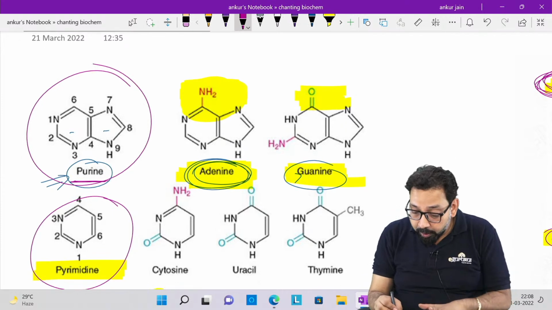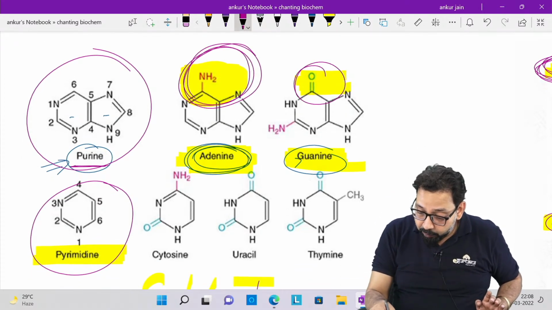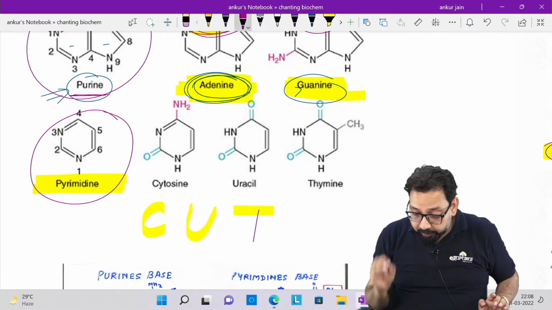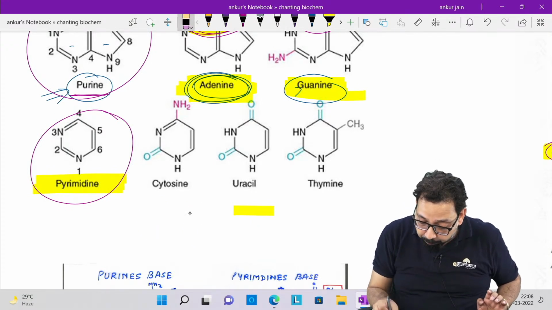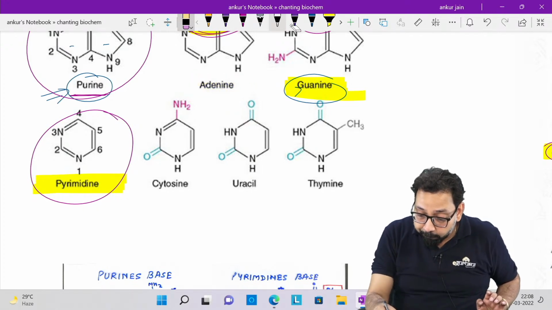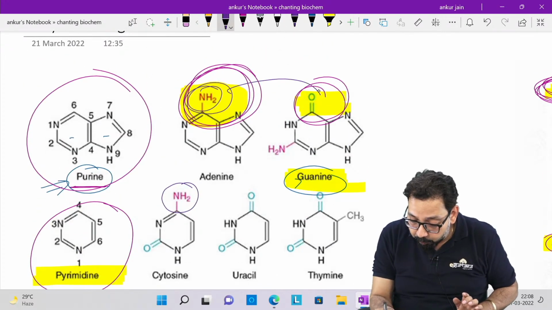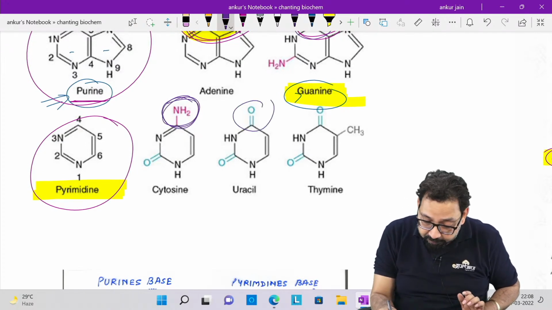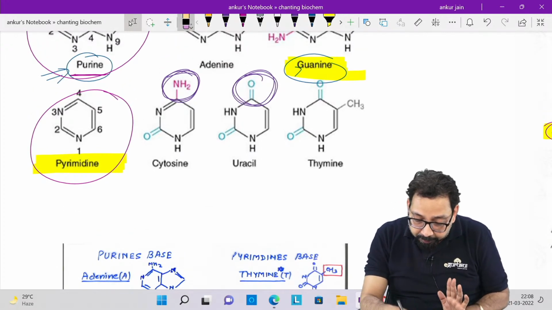If amine group only, adenine. If keto group extra, guanine. CUT, cut. How to remember? Cytosine is having which group? Amine group. And whenever the amine group is removed, here the amine group is removed, there is a keto group. So even if you don't remember, it's okay.